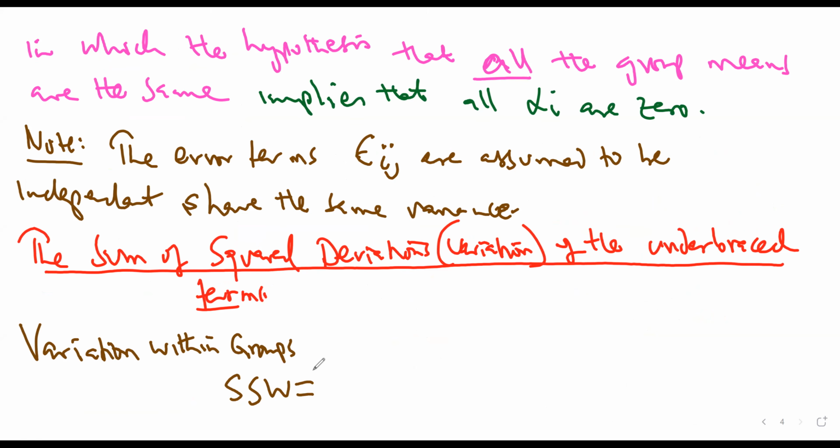This is given by a double summation, where I'll sum over the i's and I'll also sum over the j's. Then I'm summing what? The individual observations minus the group mean. Then I square.